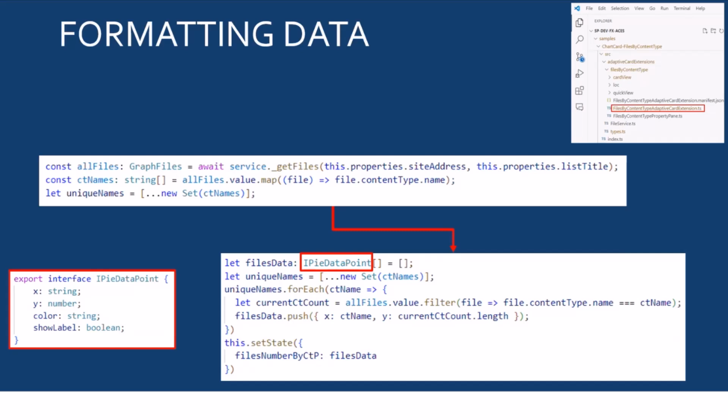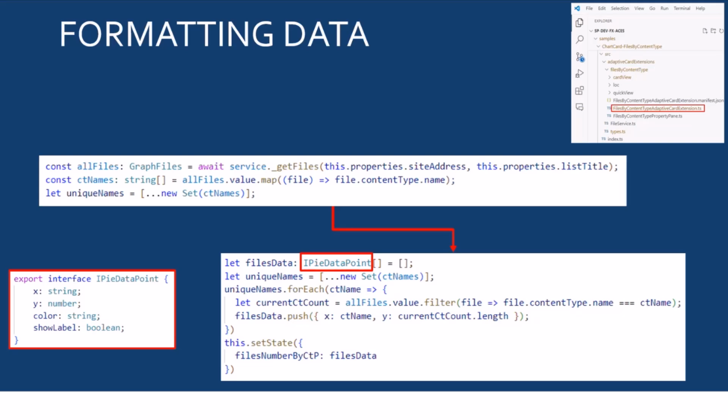And then for each of these content type names, I want to have the number of associated documents. To do that, I'm going to build a new array, which is going to be an array of pie data points. If we focus on what a pie data point is, we have the X property, which is going to be the name of the content type, and the Y property, which is going to be the number of documents associated to this content type.